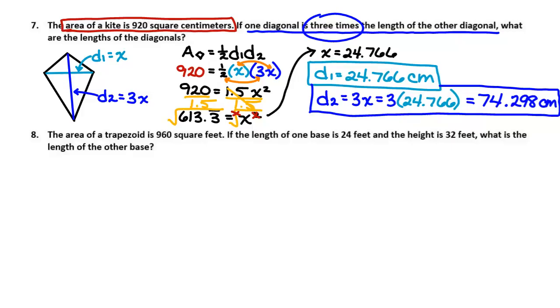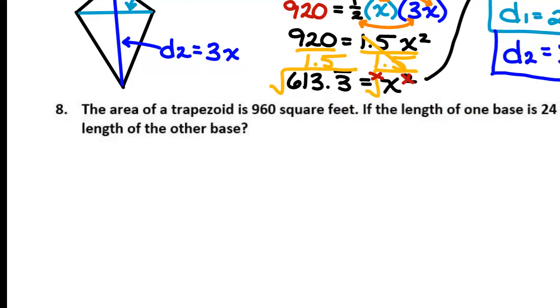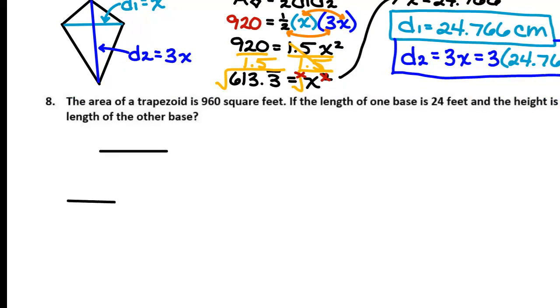All right, let's look down at number 8. It says the area of a trapezoid is 960 square feet. If the length of one base is 24 feet and the height is 32 feet, what is the length of the other base? So just like before, we're going to start off by drawing a picture. We're going to draw a trapezoid. So I need two bases that are parallel. And then I need slanted legs to connect those two bases.